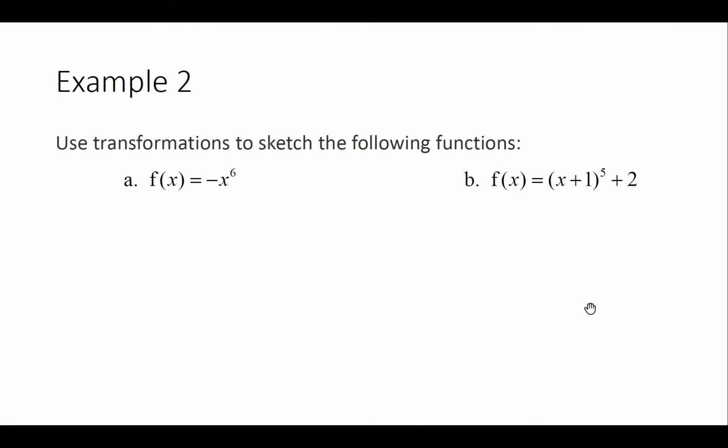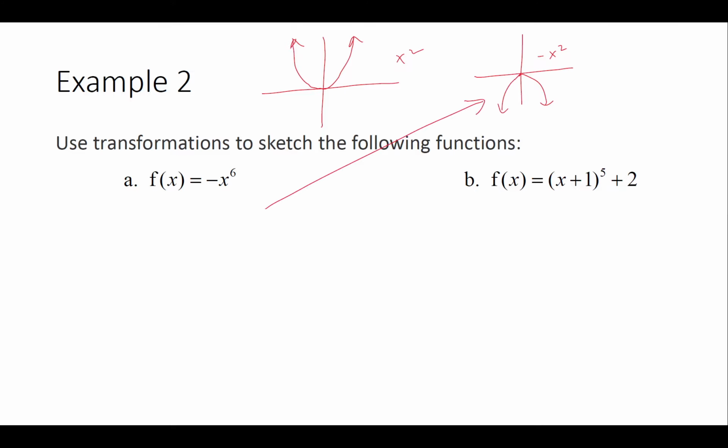But keep in mind, it's not only x squared or x cubed. Sometimes you have a reflection. For example, negative x to the power 6. The graph of this would be similar to x to the power 6, which is similar to x squared. This is the graph of x squared. But here, because of the negative, the graph of negative x to the power 6 would be similar to the graph of negative x squared.